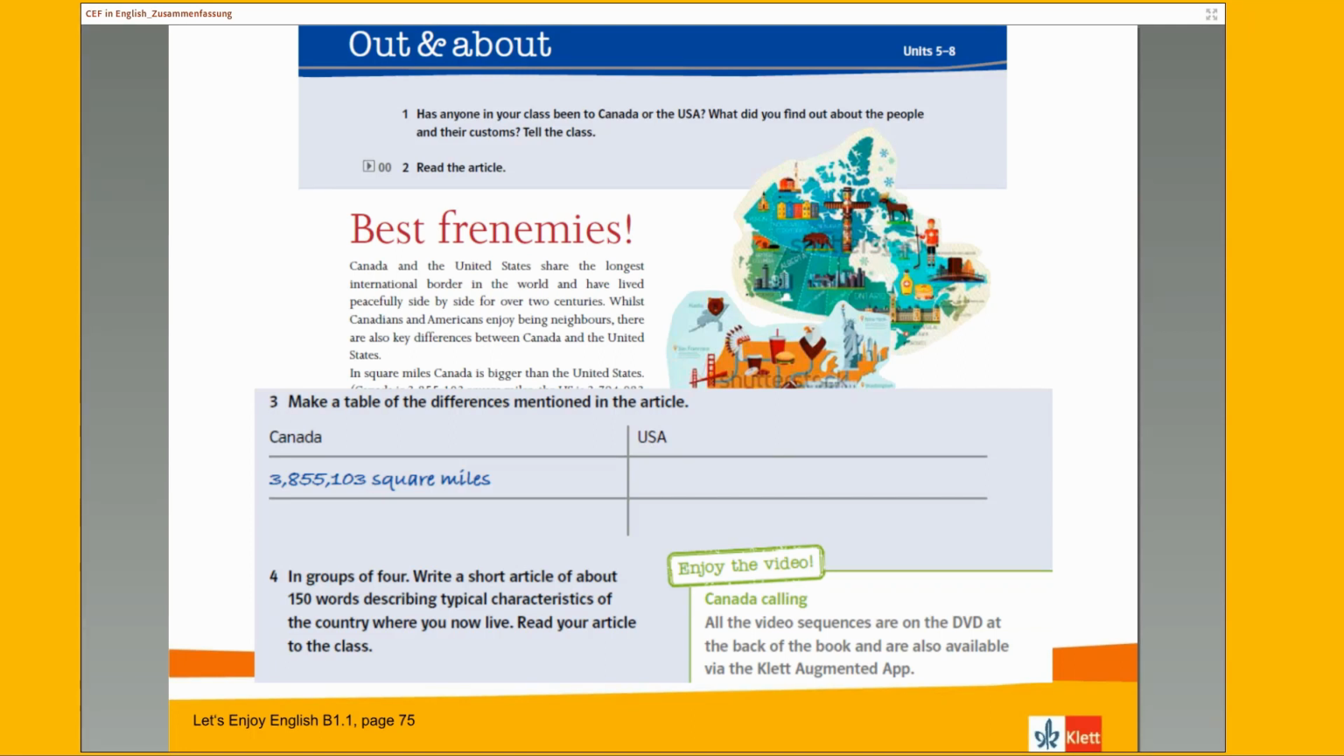And then in the next exercise, they work in groups of 4. They write a short article of about 150 words describing typical characteristics of their country, the country that they now live in. It's almost like Germany. And then they read their articles in class. So what happens here? Students, first of all, familiarize themselves with different English lingua cultures and different English dialects, accents, as they can also watch this video on Canada entitled Canada Calling, where they're exposed to different accents and they learn more about Canada, its culture, its political system, etc.